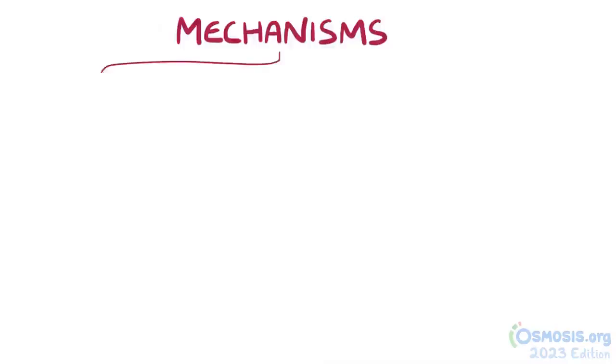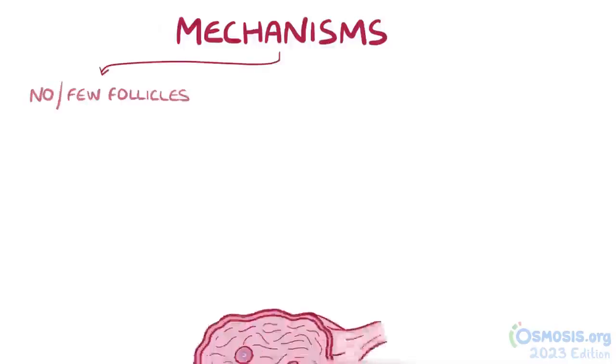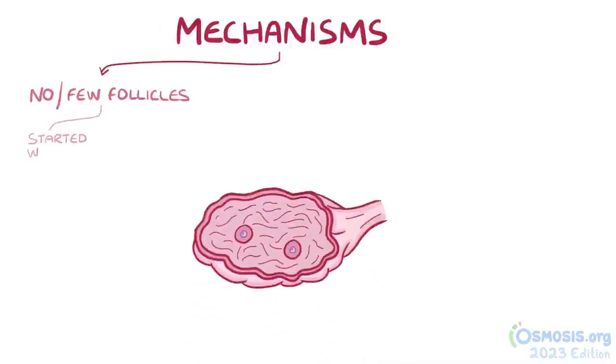The first mechanism is that there are few or no remaining follicles in the ovary, and this could be because the ovaries started out with only a few, or because a lot of them degenerated too quickly.